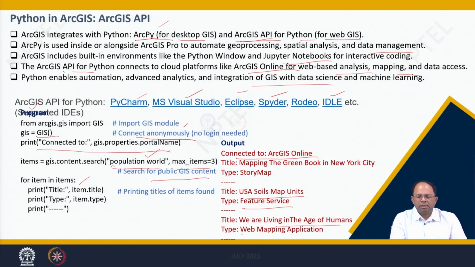So both the title as well as the type could be printed, right? So that means we are connecting to the online platform which is ArcGIS Online, and we are getting data from that. Now we can also import some maps from there, right? Or we can import some functions from there. So this is just an indicative program, but it shows you how we can integrate GIS in a normal Python program.